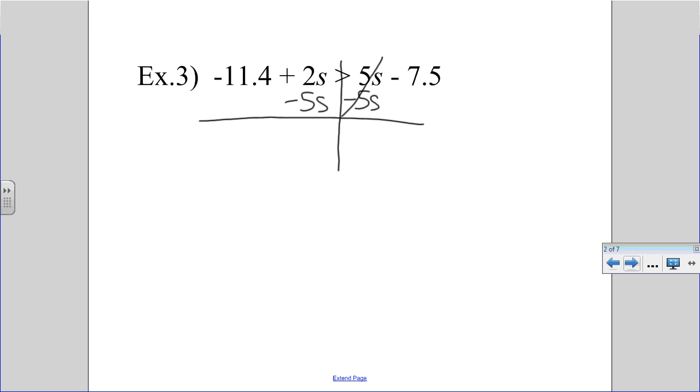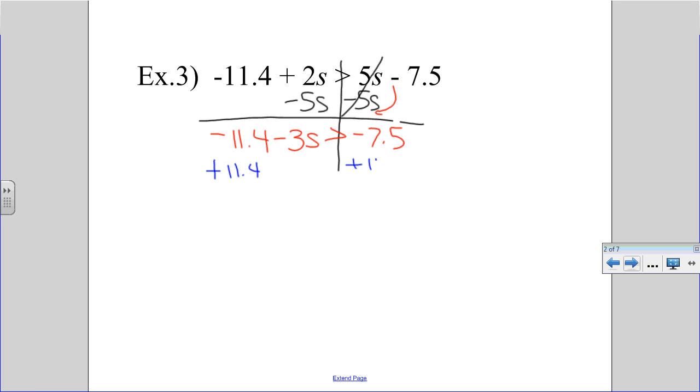So what that's going to leave me with is negative 11.4 minus 3S is greater than negative 7.5. Don't lose track of 7.5. Don't lose track of your negative there. But now that we've done this, we're back to these little two-step equations. So I'm going to add 11.4.